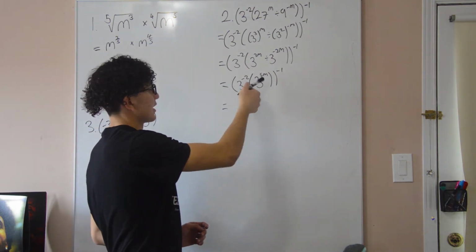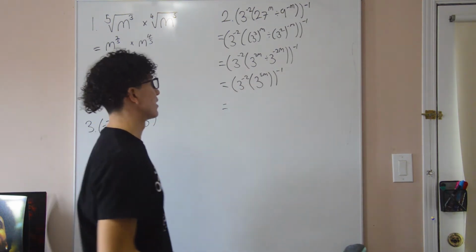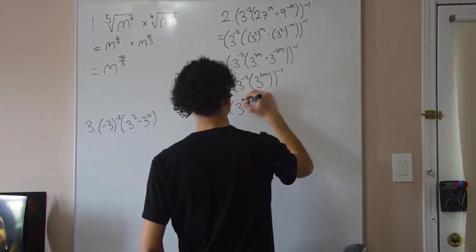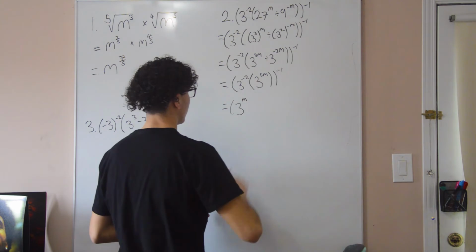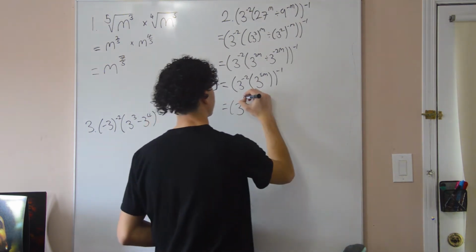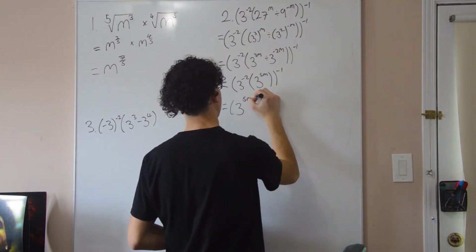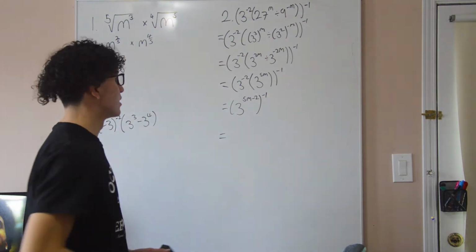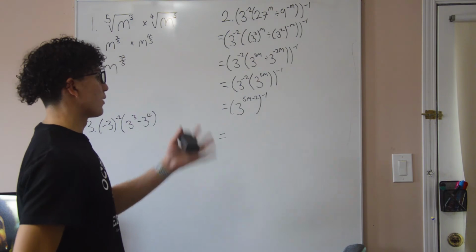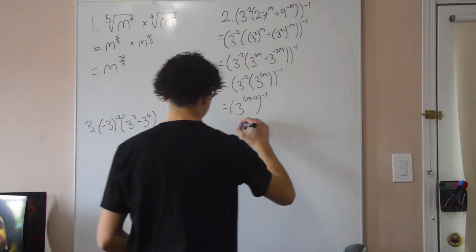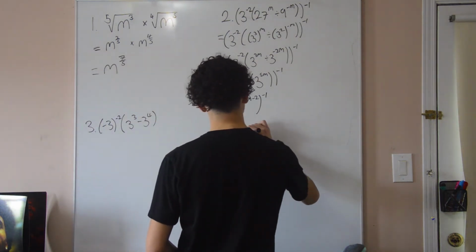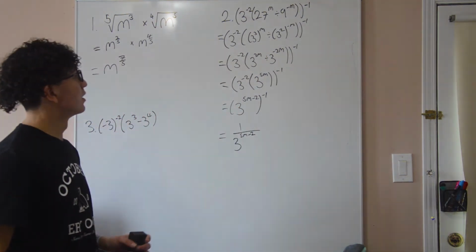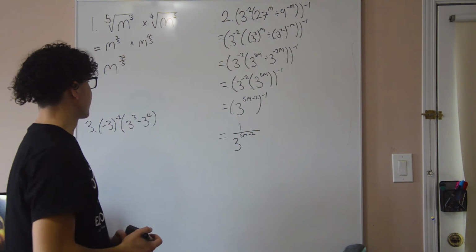Now, can we add negative 2 and 5m? No, we can't. But we can write it out like this. 3 to the... oh, oops. We can write it out as 3 to the (5m minus 2), all to the negative 1. Just like that. And now this could either be our final answer, or we could just put 1 over 3 to the 5m minus 2, anything like that. And yeah, that would be our final answer.